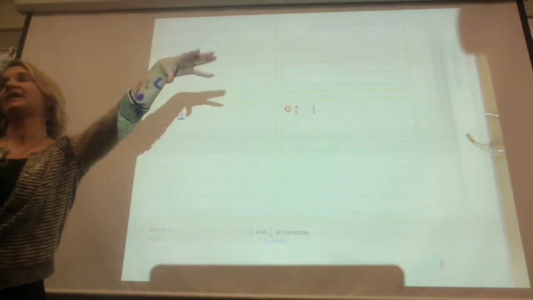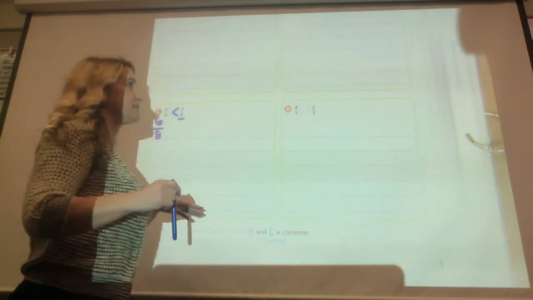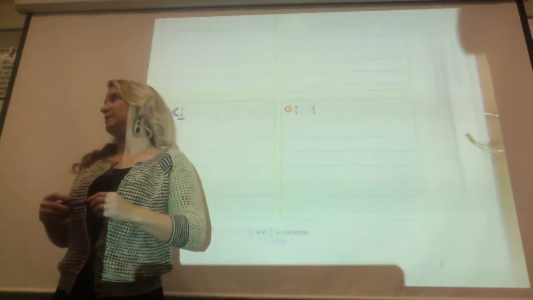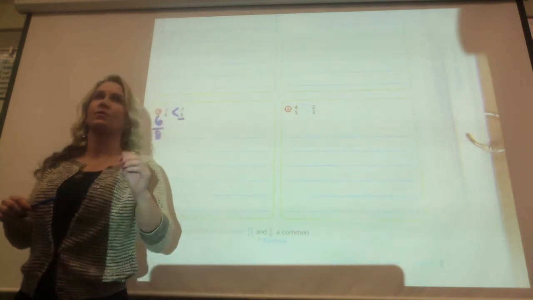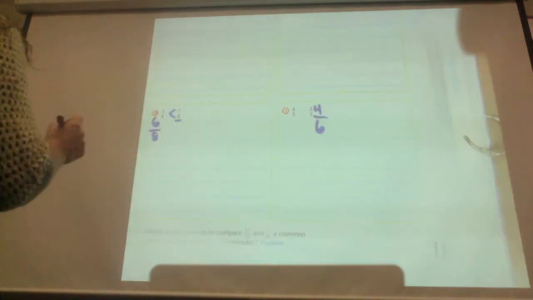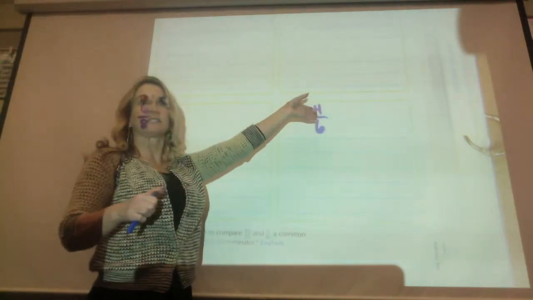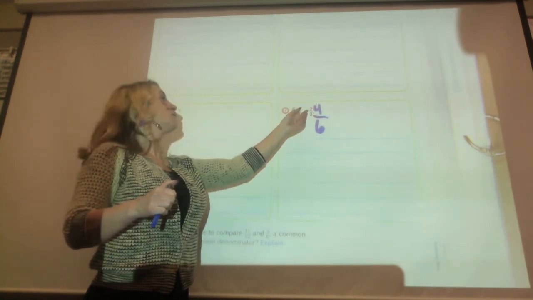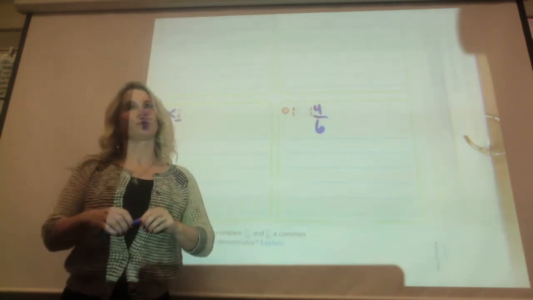Which one is greater? 4/6. I want you to think. Hold on. Is 4/6 greater or 4/5? Think about the size of the pieces. What are the size of those pieces, and which one will be greater? I want you to raise your hand when you think you know. So you're saying that 4/6 is greater? 4/5 is greater. Why is 4/5 greater?